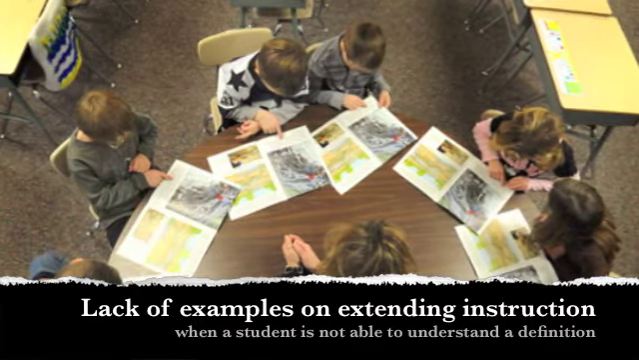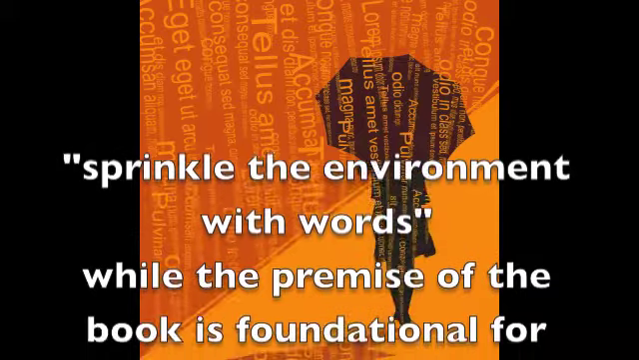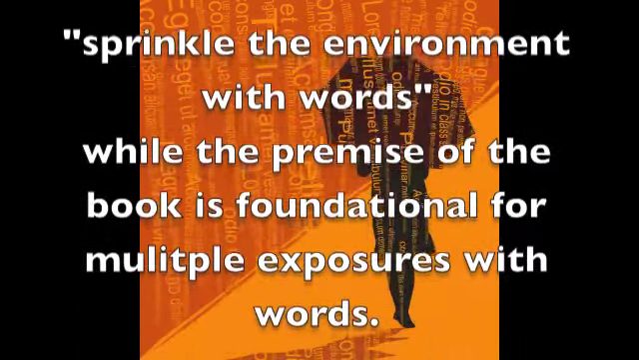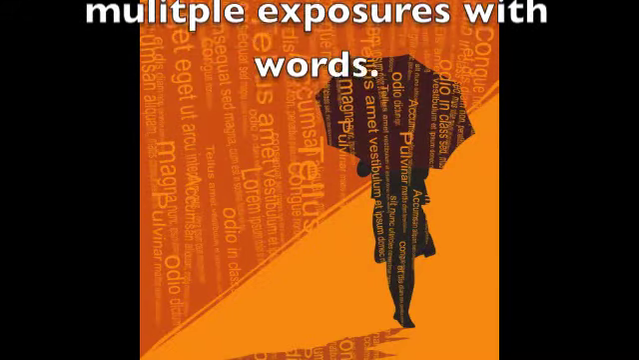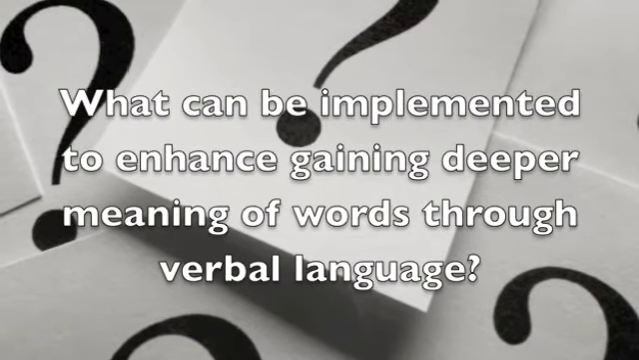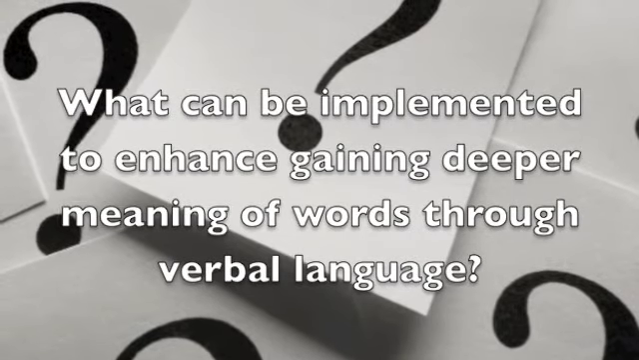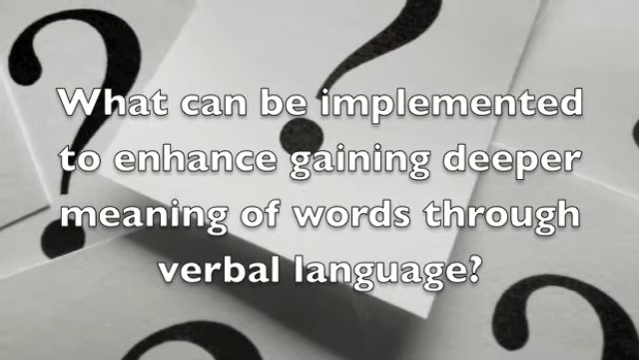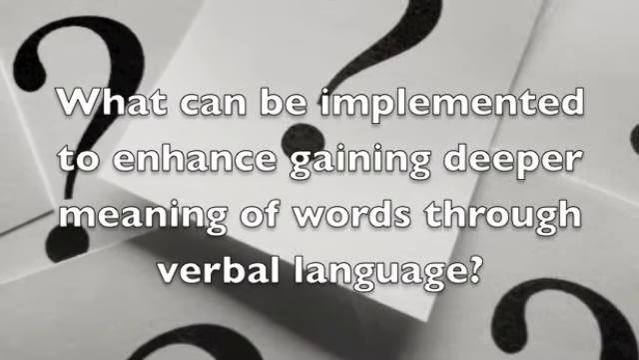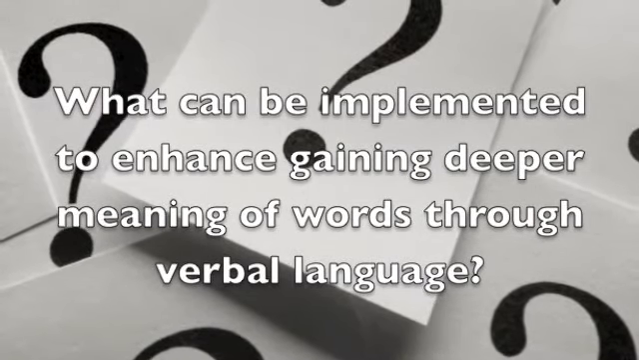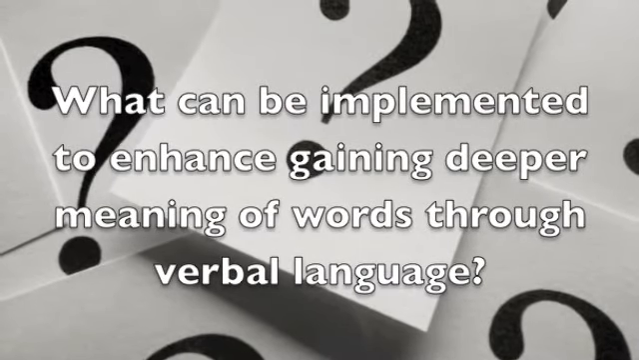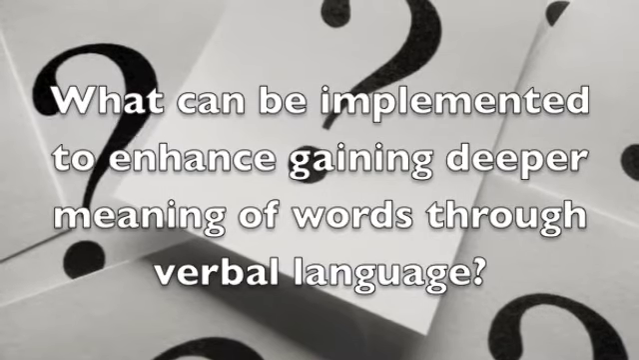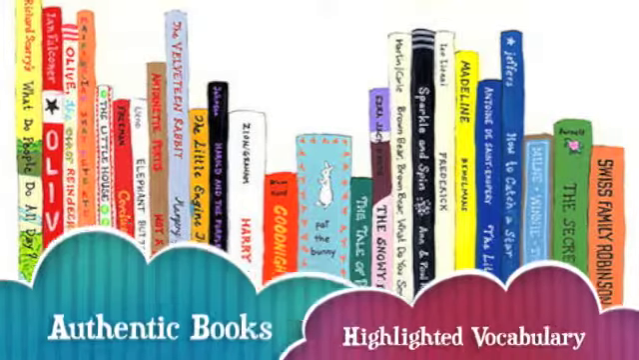An area of concern that surfaced in chapter 7 was the idea of sprinkling the environment with words. While the main premise of the book is foundational for multiple exposures with words, furthermore, the book states that it is true that not all of the words that appear in the student's environment will be learned. What can be implemented to enhance the possibility that students will gain deeper meaning of words through verbal language, even if this is an additional goal of instruction?